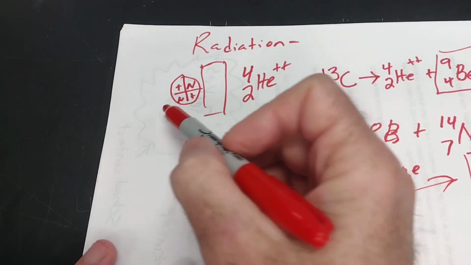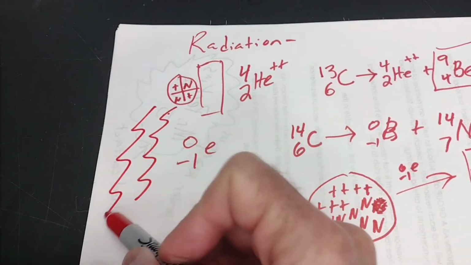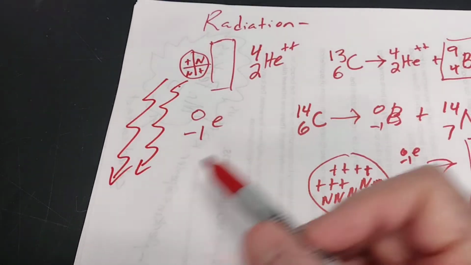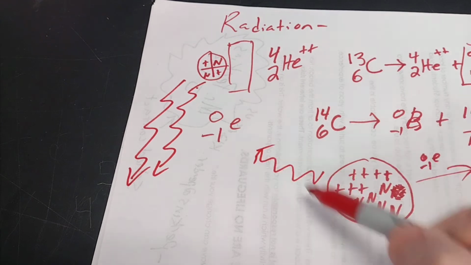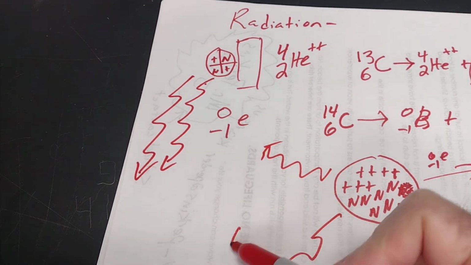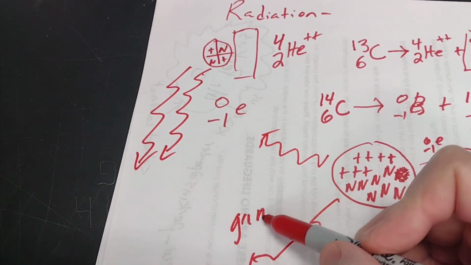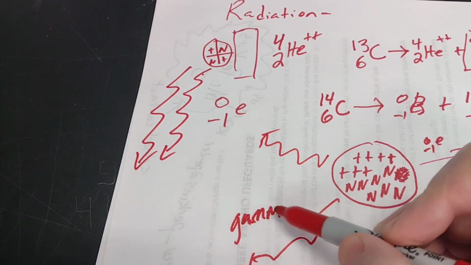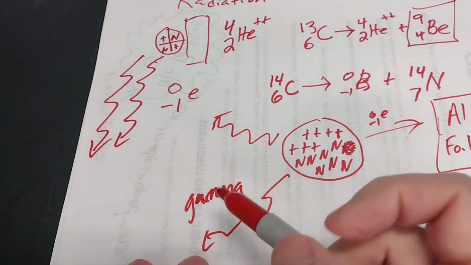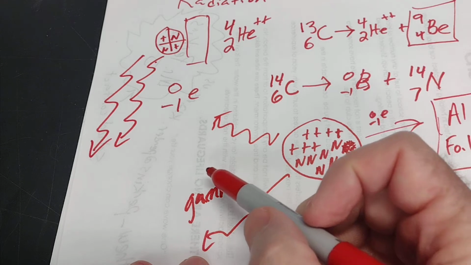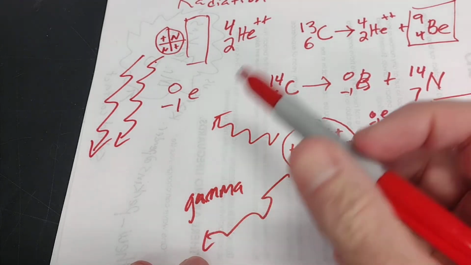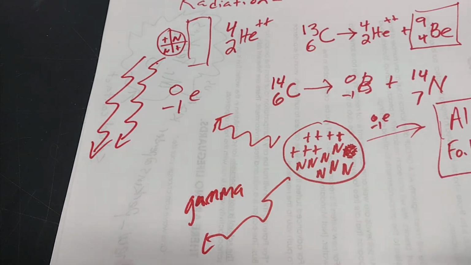Anytime alpha decay or beta decay occurs, you also have gamma radiation. And that's the dangerous stuff. Gamma is dangerous, okay? So alpha, beta, gamma.